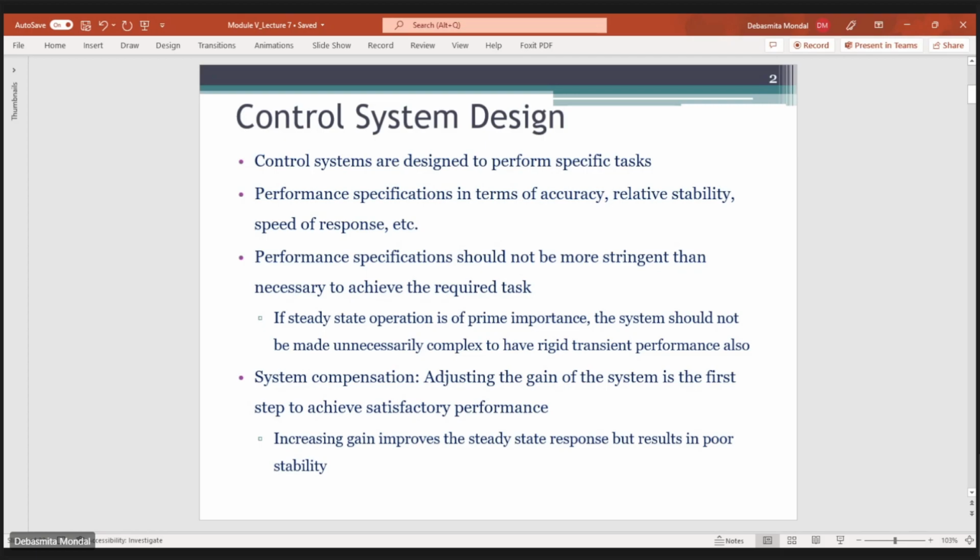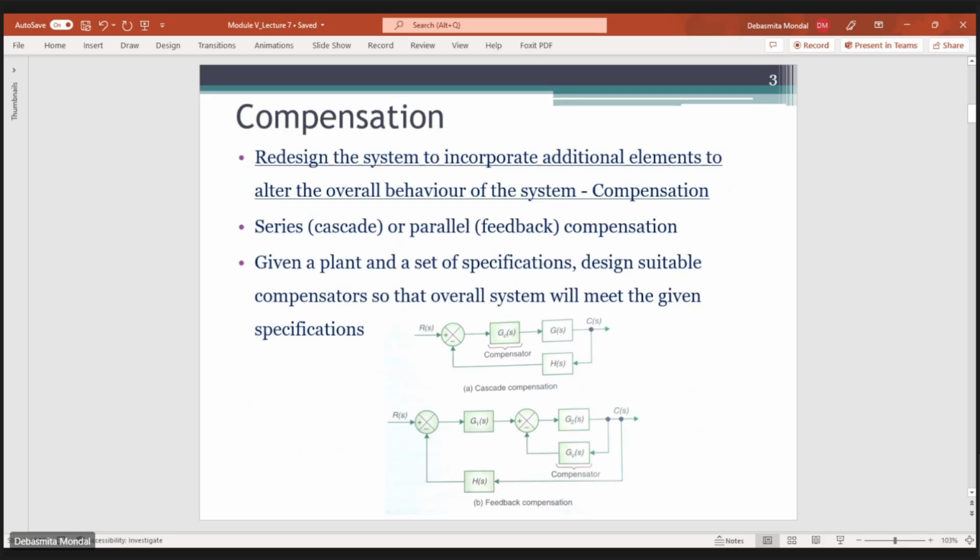But as you know, the moment we increase the gain of the system, even though that improves the steady state response, that improvement is obtained at a cost of reduced stability. That means whenever the gain of the system is increased, the relative stability of the system becomes poorer. So we have to do a trade-off, and accordingly use a proper controller and a proper compensation for the system.